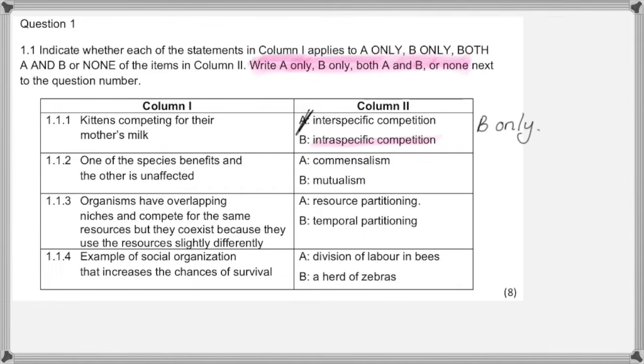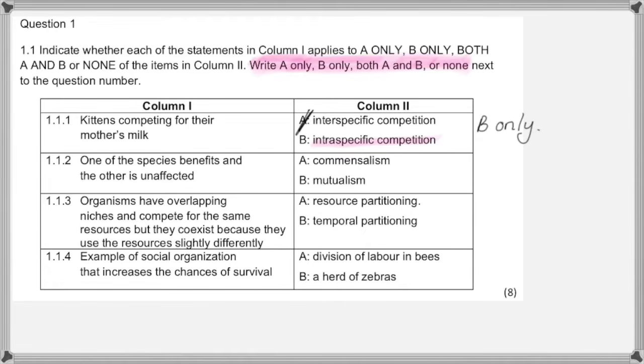So we see here that this is our typical write A only, B only, both A and B type question, or none. So we're going to select options in column 2 that match the description in column 1. And I've done the first one for you very quickly here. So our question here says, kittens competing for their mother's milk.